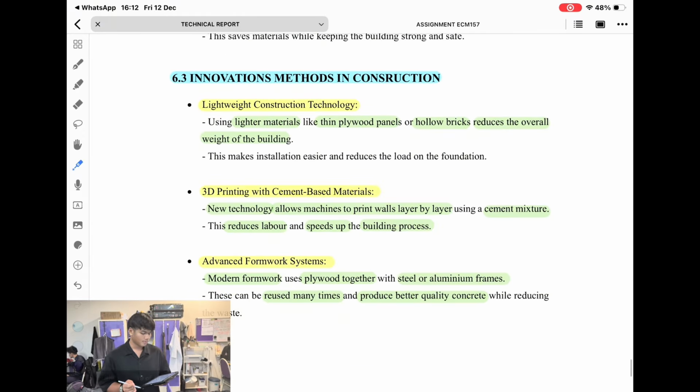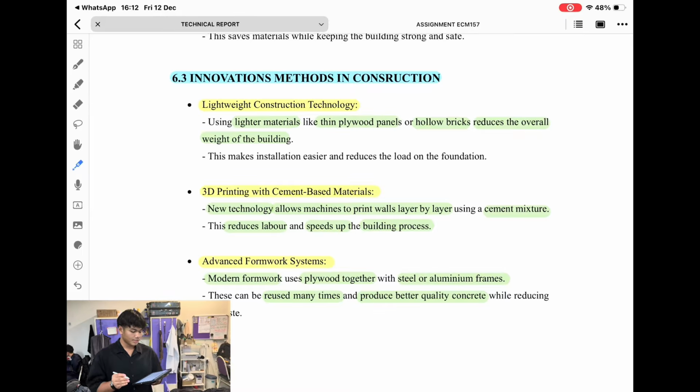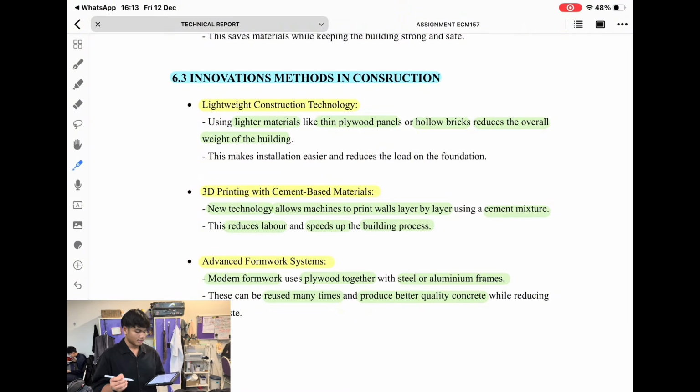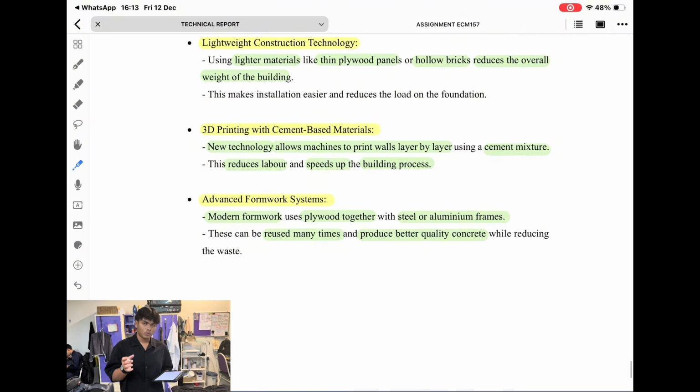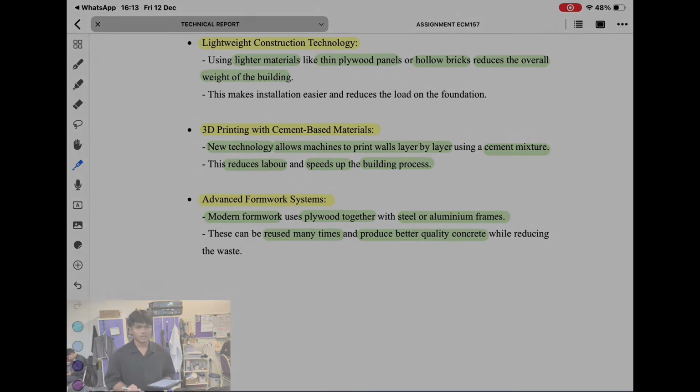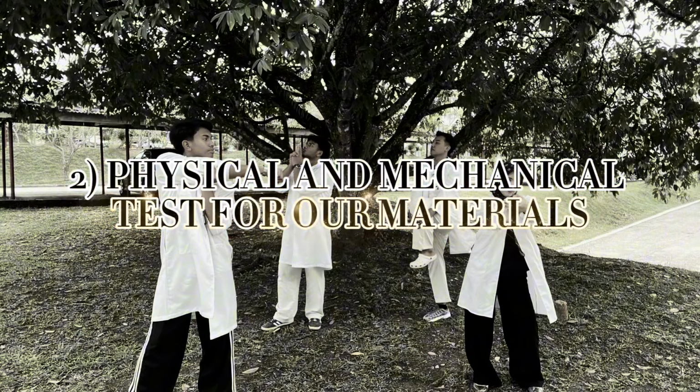Innovative methods in construction. Nowadays, they already have 3D printing with cement-based material. New technology allows machines to print walls layer by layer using a cement mixture. And then we have advanced formwork systems. Modern formwork uses plywood with steel or aluminium frames that can be used many times and produce better quality concrete while reducing waste.